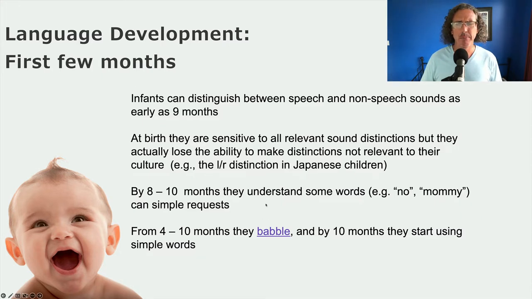By about 8 to 10 months, they start to understand some words and some simple requests, like, no, is the classic one. Babies hate that word when they come into contact with it. And somewhere from 4 to 10 months, and you notice these are wide ranges, and that's because every baby is quite different, so there's a lot of variability. But somewhere in the 4 to 10 months, they babble, and by 10 months, they start using simple words.